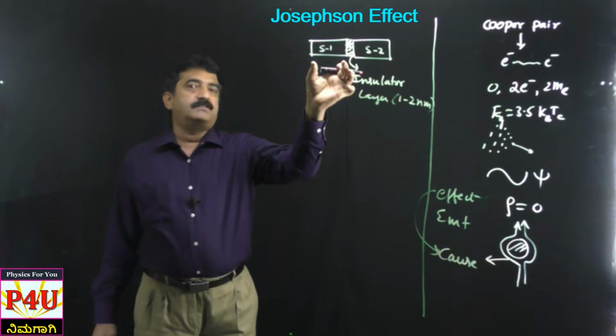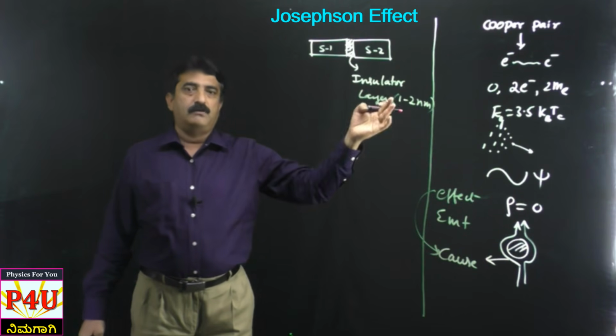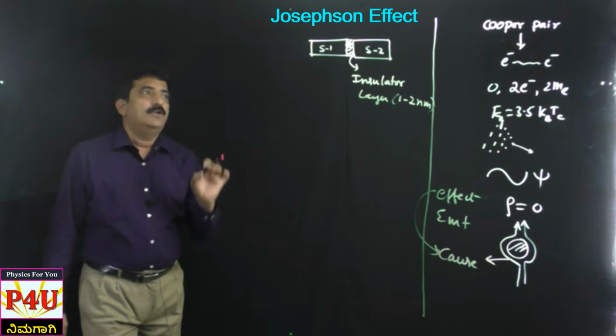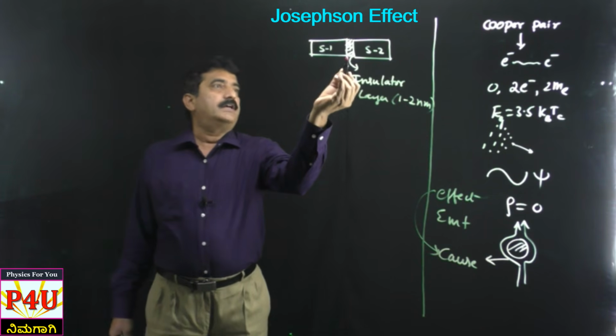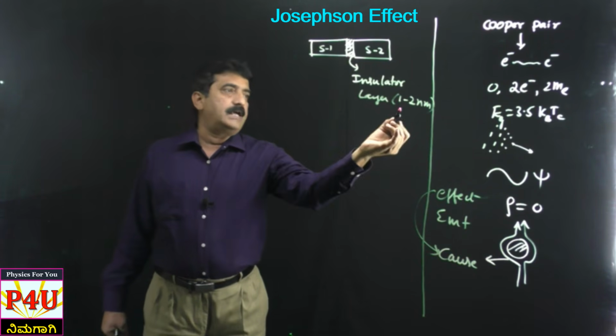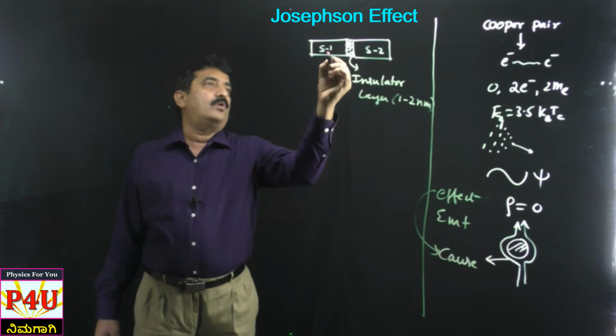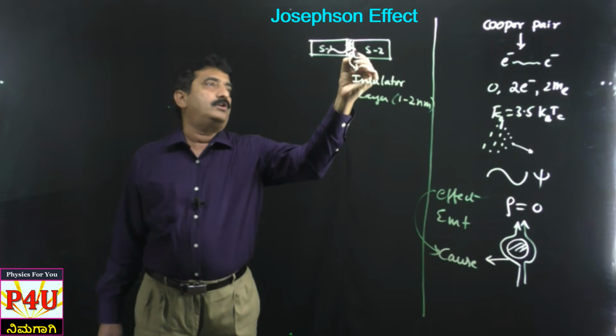So inside, these waves are traveling, Cooper pairs are moving. Even here also Cooper pairs are moving. Okay, follow carefully. You know what happens? If the thickness of the insulating layer is as small as 1 to 2 nanometers, then Cooper pairs will try to go from superconductor 1 to 2.